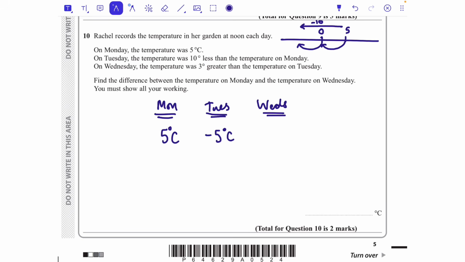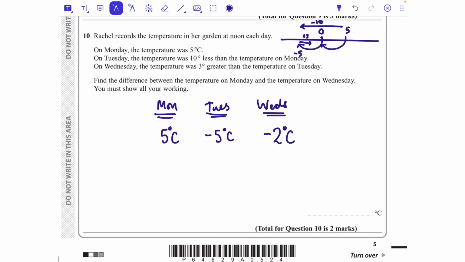On Wednesday, the temperature was 3 degrees greater than the temperature on Tuesday. So greater means we're going back up. So we're going to go from our minus 5 here, and we're going to go back up 3. So we're going to add 3 to minus 5, and that's going to be minus 4, minus 3, minus 2. So coming back up to minus 2 degrees C.